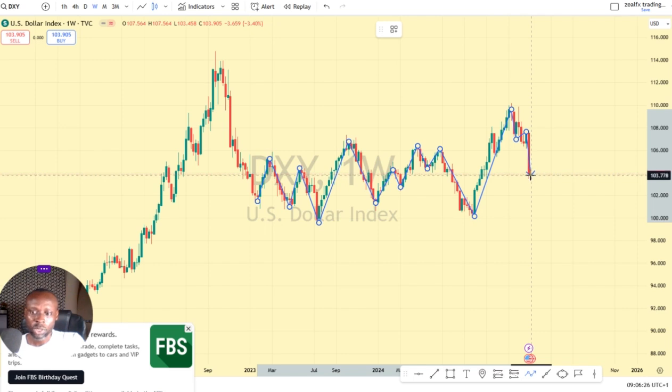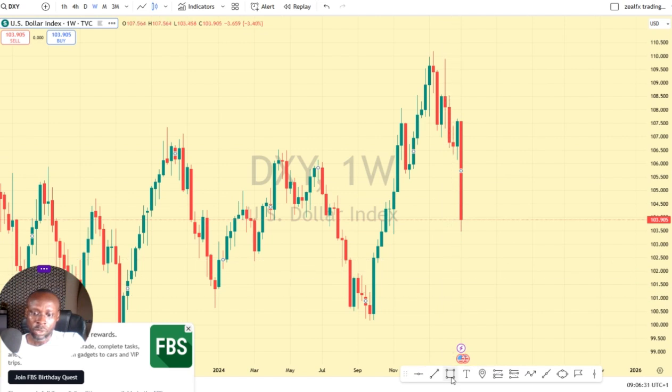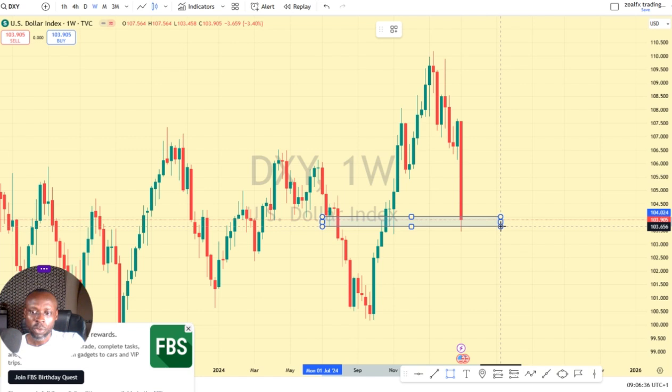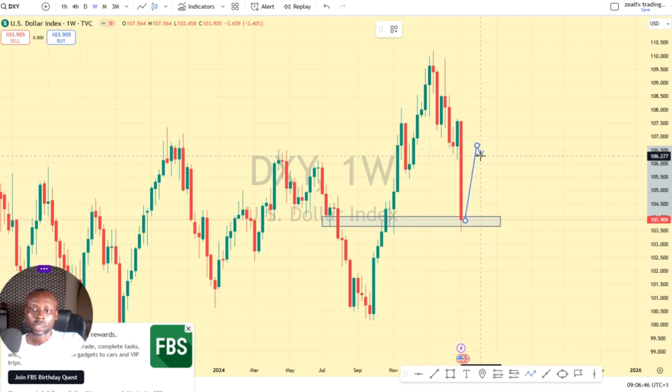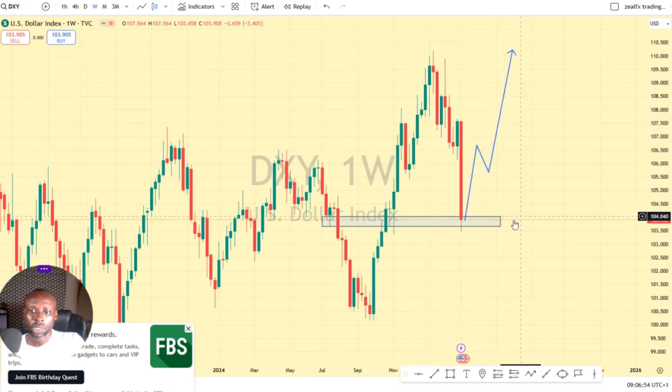So what we expect this week now, so long as the dollar index fails to close below this level, we expect a pullback on the dollar index this week. We expect price to move to this resistance area this week. So after the test, we see price push to the top. This is what we expect for the dollar index this coming week. So long as price fails to close below this support level, we expect price to resume uptrend this week.